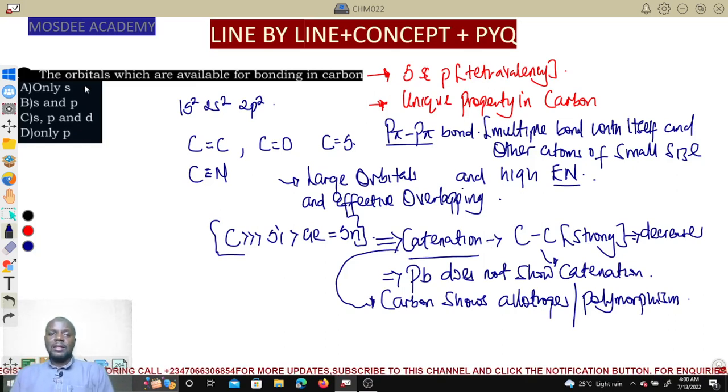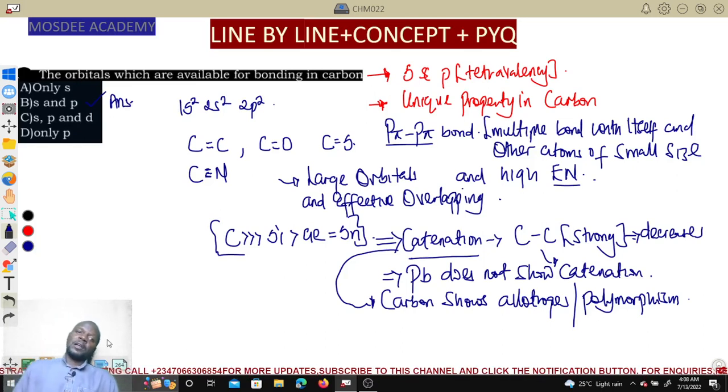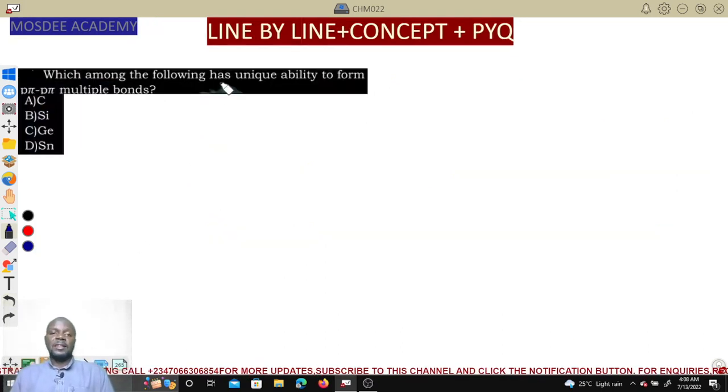So now here, the only orbitals present in carbon for bonding are S and P. This is the answer to this question. Before we talk more about allotropes of carbon and some other things we need to know, let's answer this. The next one says, which among the following has the unique ability of P-pi-P-pi bonding? That is carbon. I think we can quickly move on.